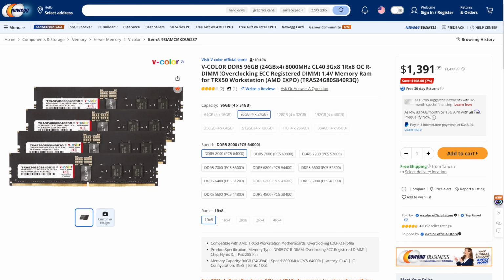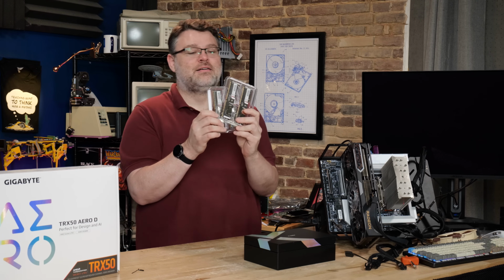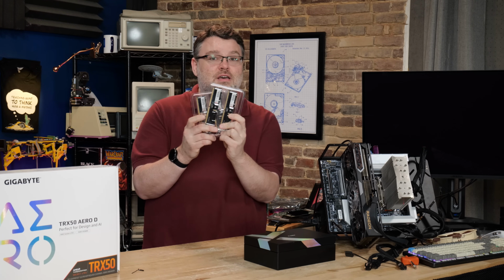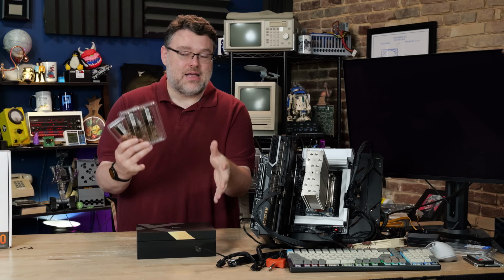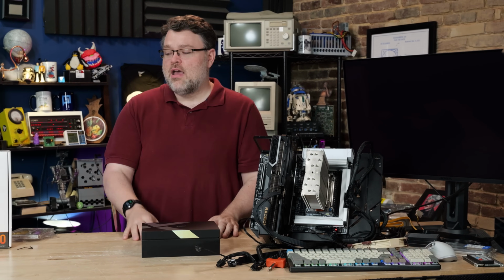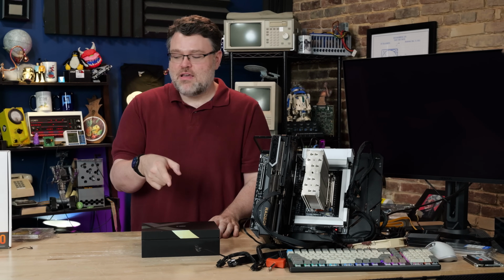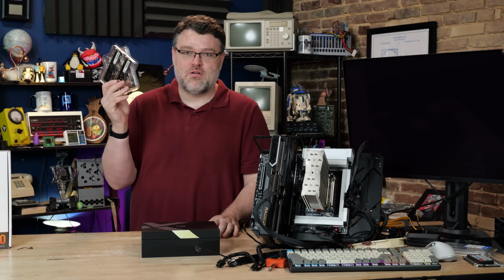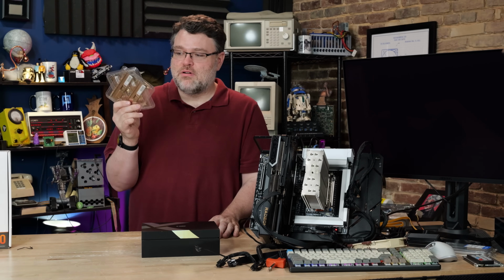And I also have another separate kit, DDR5 7200. 7200 kit, 8000 kit. Two different kits of memory. 96 gigabytes of memory for the 8000 kit, 128 gigabytes of memory for the 7200 kit. There's some differences. It's interesting. Let's start with the 8000 kit.